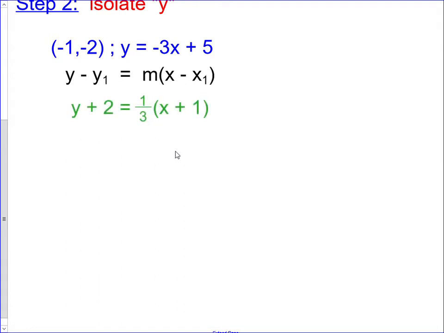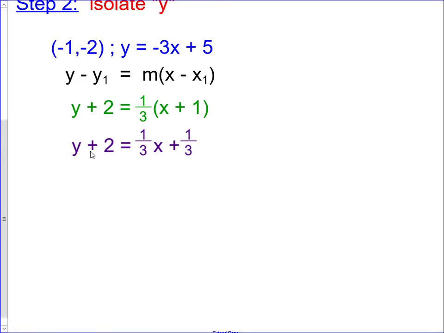So this is what it's going to look like after we plug everything in. We have y + 2 = 1/3 (x + 1). First thing we need to do is to go ahead and open up this set of parentheses. We're going to do that with the distributive property. So we're going to multiply both terms inside by 1/3. When we do this, we're going to end up with y + 2 = 1/3 x + 1/3.